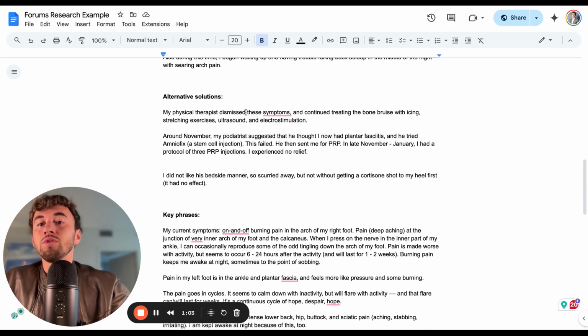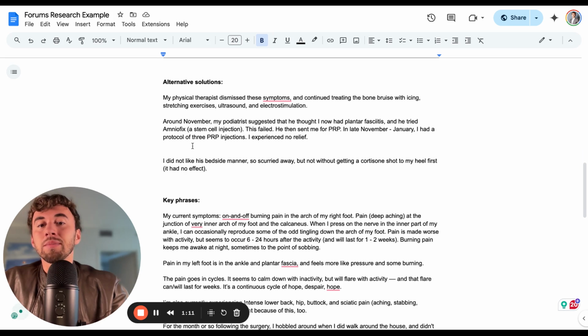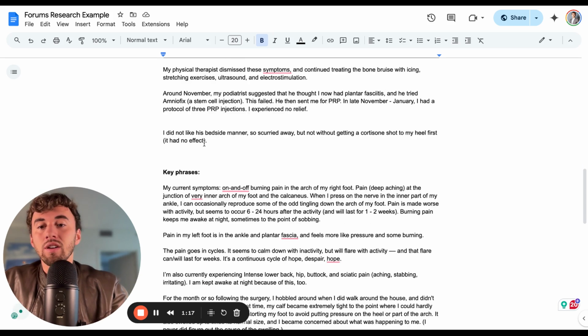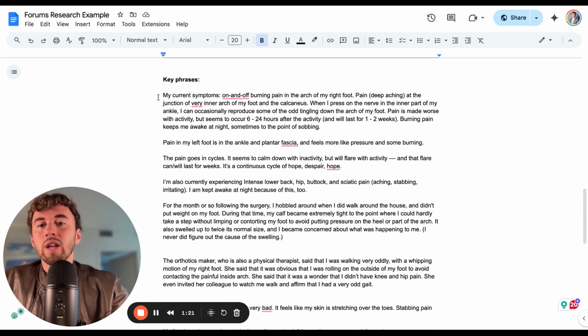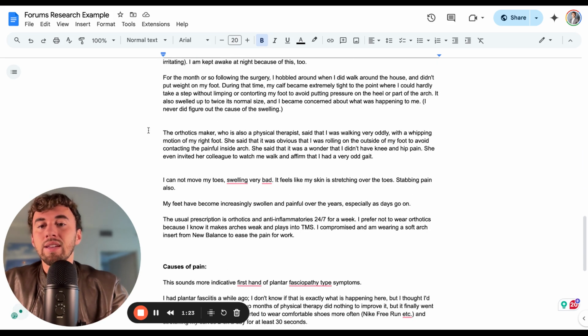Then the alternative solutions. This is another big one. What other things have people tried? Stretching exercises. The physical therapist dismissed my symptoms. He tried a stem cell injection. It failed. He sent for this. No relief. So alternatives, and why they're not working.